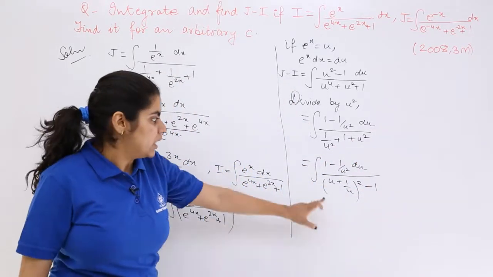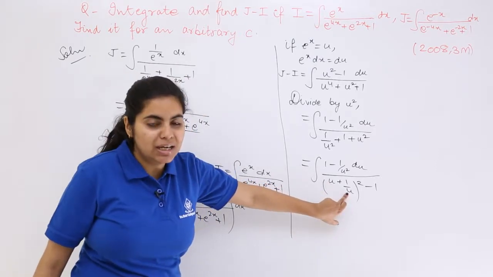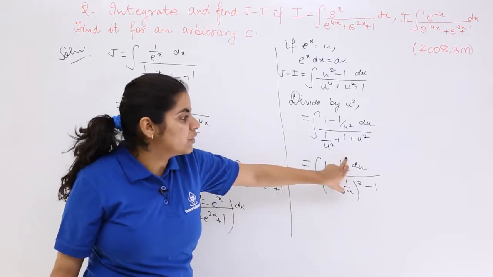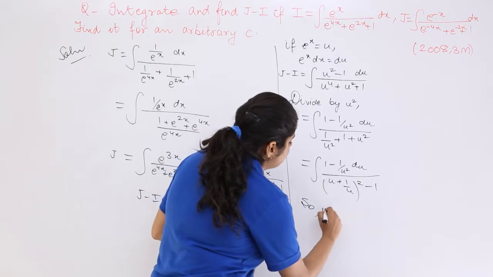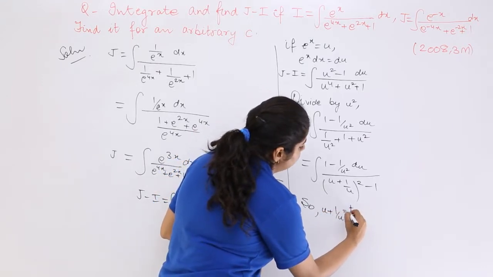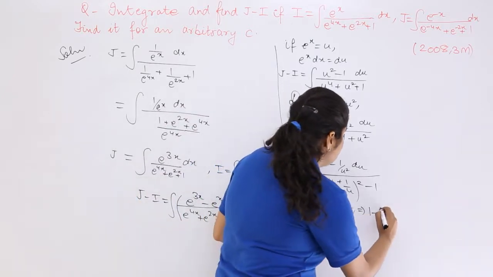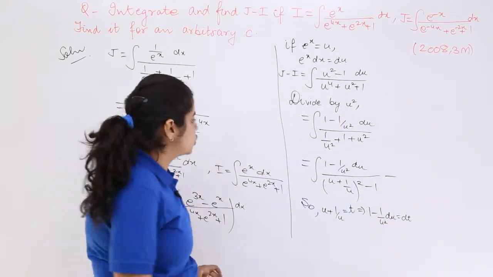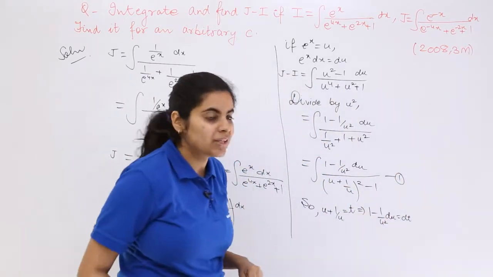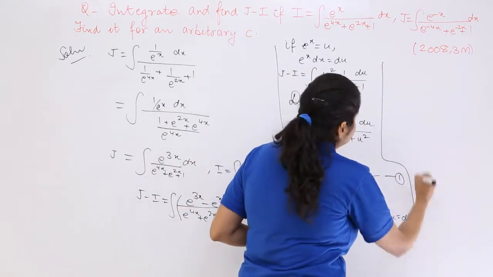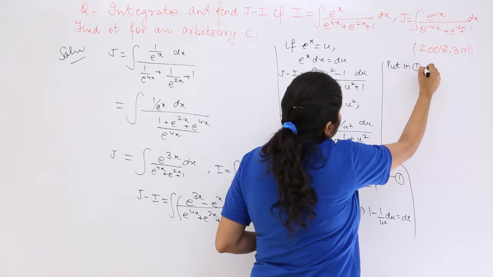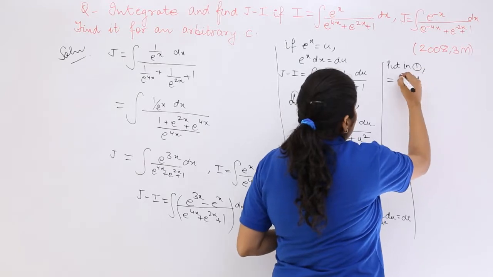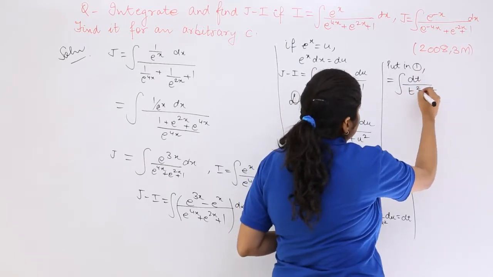Right? Now you see, if I put u plus 1 by u equal to another constant, say t, this will have the differentiation as the numerator. So u plus 1 by u is equal to t. That implies 1 minus 1 by u square du is equal to dt, which can be put in which part? Which can be put in equation number 1. So putting in 1 you have dt upon t square minus 1 square.